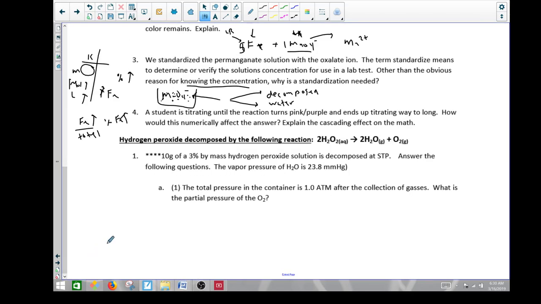Next lab. Hydrogen peroxide decomposes by the following reaction. Okay, so in this case, we have a gas collection lab. So gas collection would be, for all intents and purposes, a stoichiometry lab. 10 grams of a 3% mass hydrogen peroxide solution is decomposed at STP. Answer the following questions. The vapor pressure of water is 23.8 millimeters of mercury.